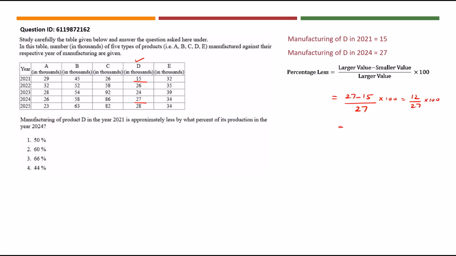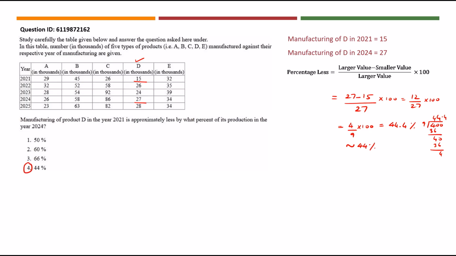You can further reduce this. 3 4s are 12 and 3 9s are 27, into 100. So 400 divided by 9. 9 4s are 36. Again 9 4s are 36. From this itself you could have understood 44 percentage. So this is going to be 44.4 percentage or 44 percentage. Approximately less. So we have to take it as 44 percentage as available in option 4.